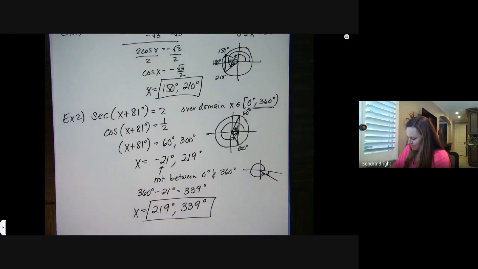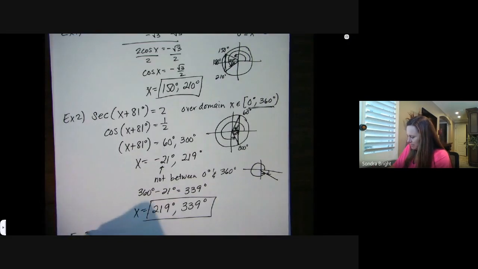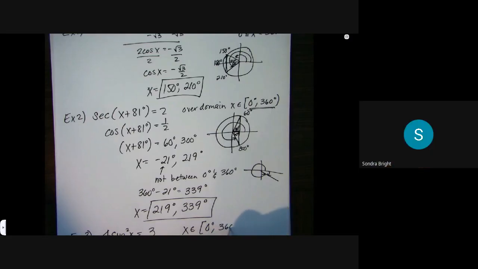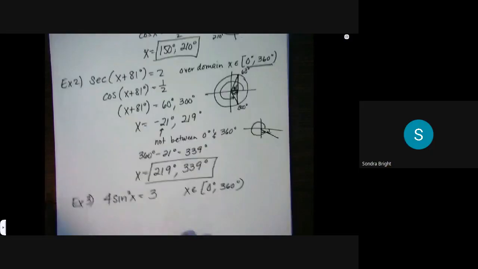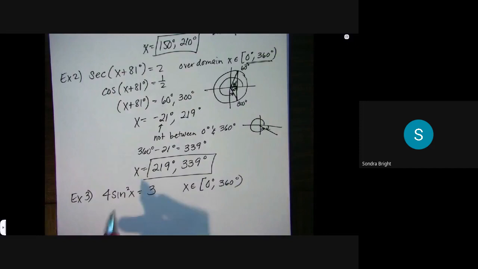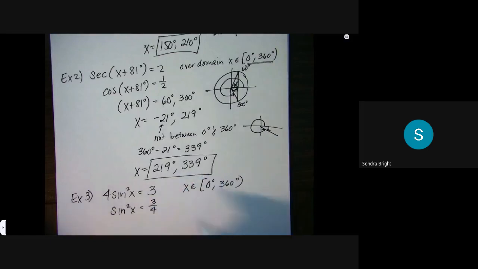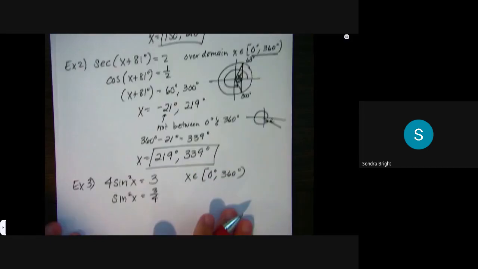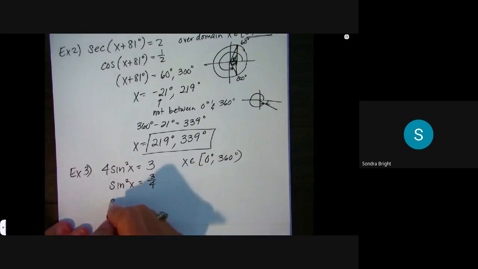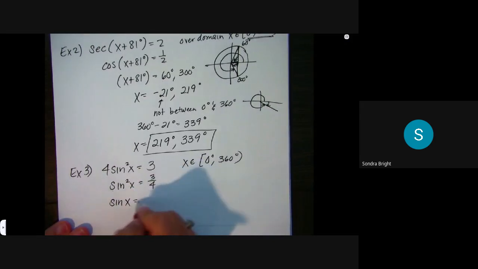Okay, let's do another one. 4 times sine squared x is equal to 3. And again, I'll do the same domain from 0 to 360. Hopefully I change up the domain. Oh, I do. Okay, perfect. All right, we want to solve for sine of x. So you would divide both sides by 4. So you get sine squared x is equal to 3 over 4. And then you want to take the square root of both sides. Do you remember that when you take the square root of x squared, it's plus or minus? Same thing happens here. So when you take the square root of both sides, it's plus or minus the square root of 3 over 4.